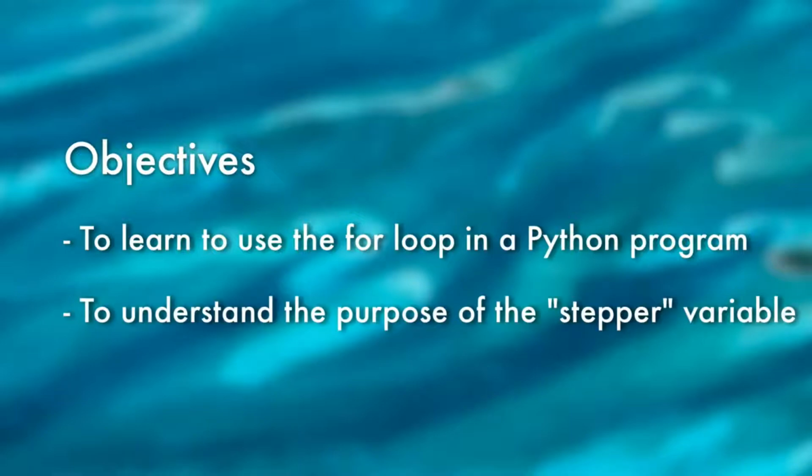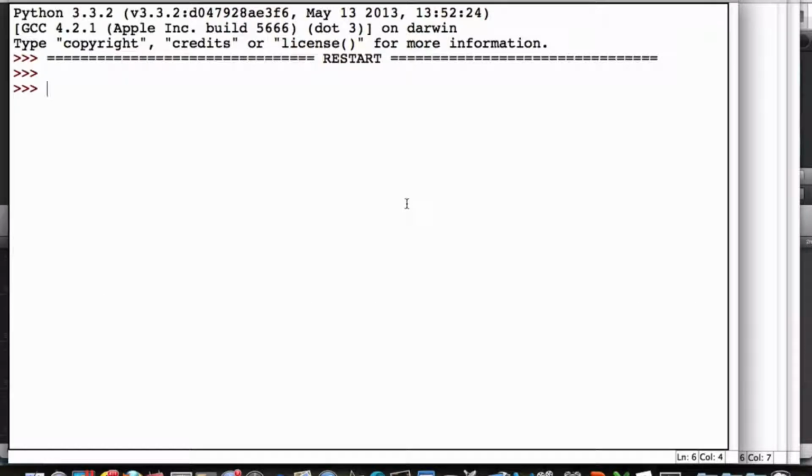In this video we're going to show you how to use the for loop in a Python program and to understand the purpose of the stepper variable. We often need to be able to repeat something a certain number of times, and we have two ways of looping to repeat something in Python. One's the for loop, the other's the while loop. These examples are going to show you how you would use the for loop. I'm just going to use the shell to show you some of these.